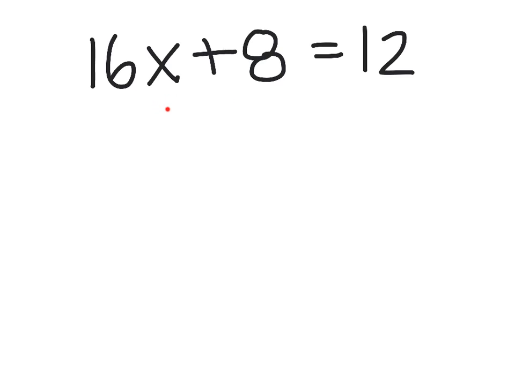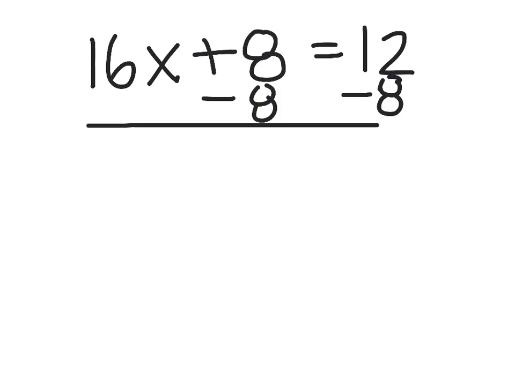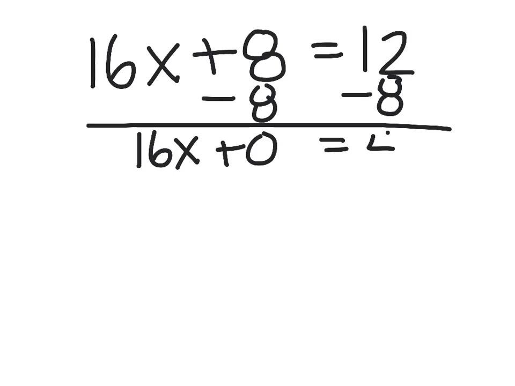So here we have 16x plus 8 equals 12. I'm going to solve this the same way I did before. Here I have plus 8, so I will do minus 8, the opposite. I'll do it on both sides. I'm left with 16x plus 0 equals 4. I don't need this plus 0, so I'll go ahead and get rid of that now. I'm left now with 16x equals 4.